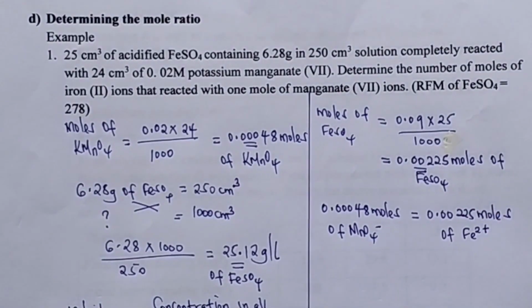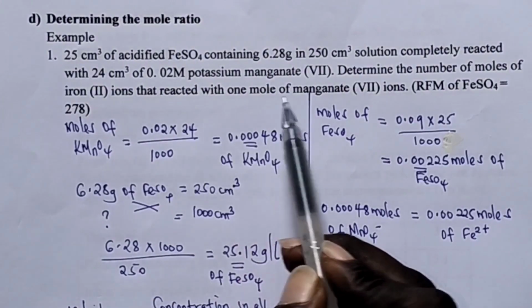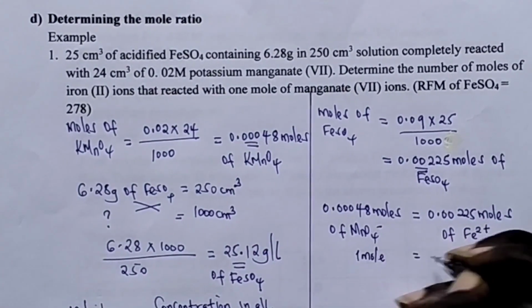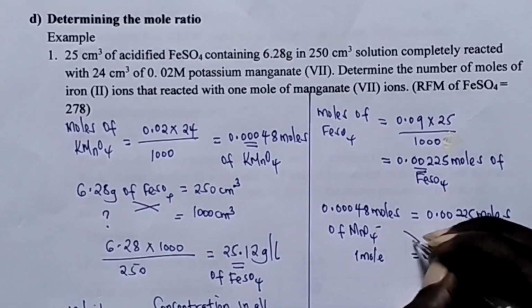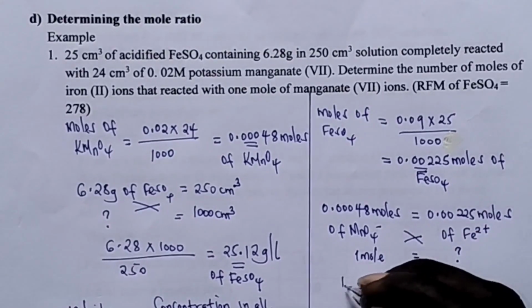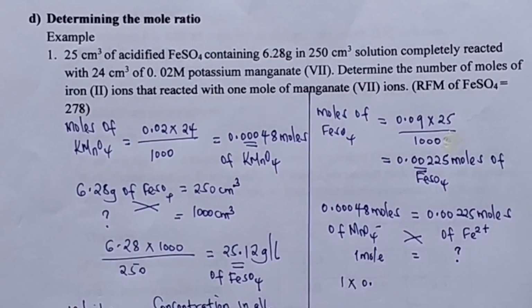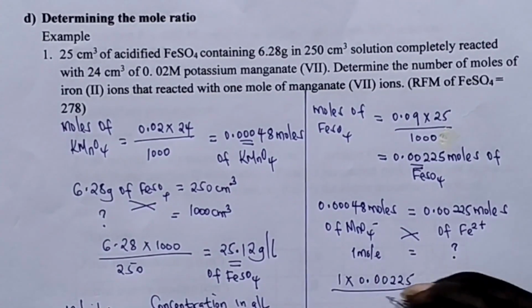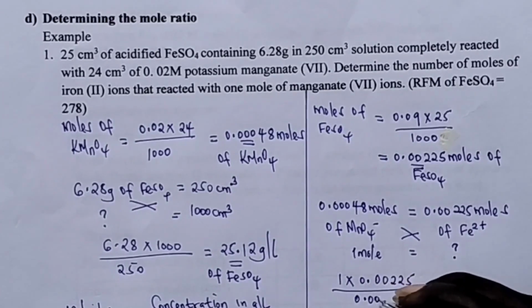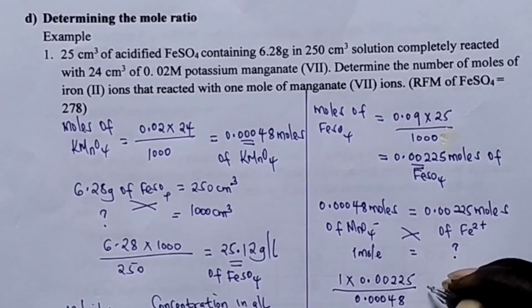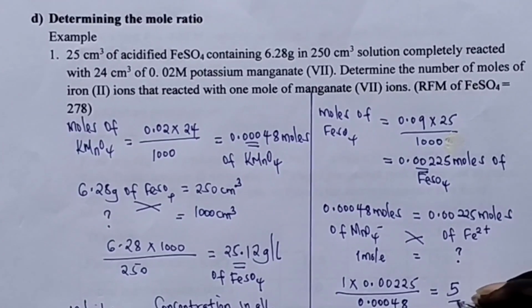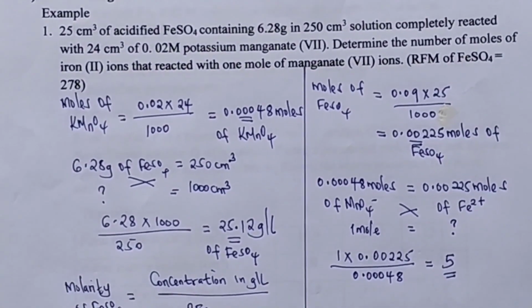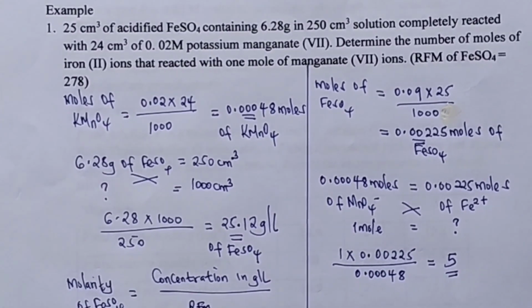So what about 1 mole? Because we are told with 1 mole of manganate 7 ions. So what about 1 mole? So we are going to cross multiply. We are going to have 1 mole times 0.00225 divided by 0.00048. Here we are going to get roughly 5, because we get 4 point something, 4.8 something, 4.9. If we round off, we get 5.